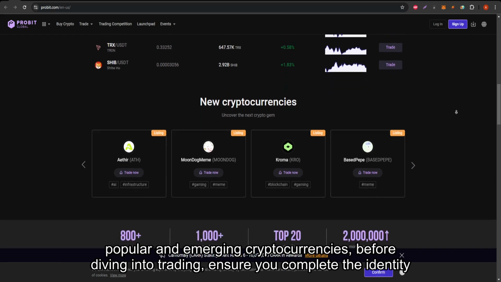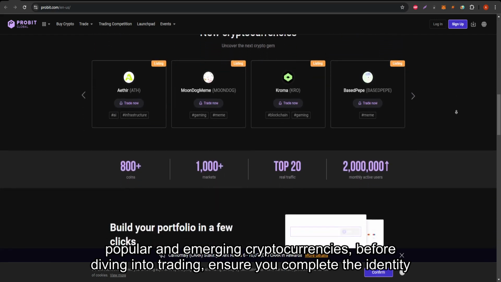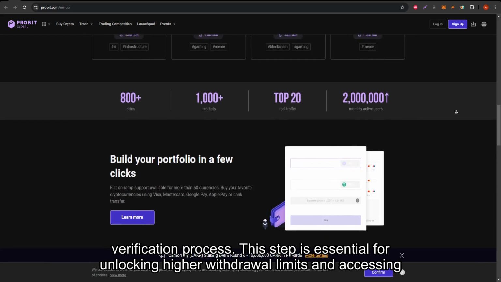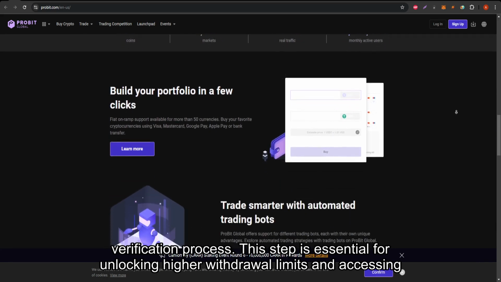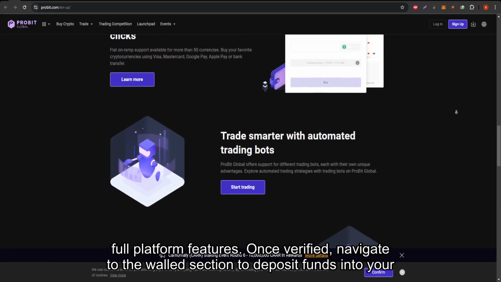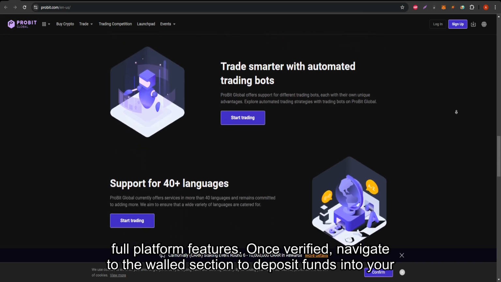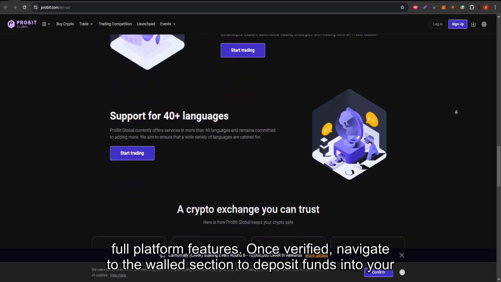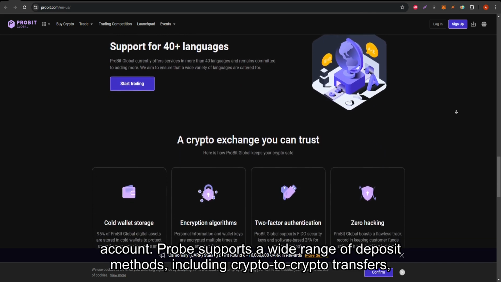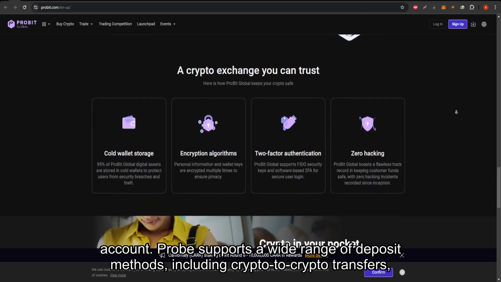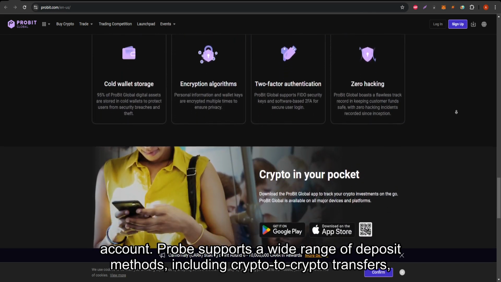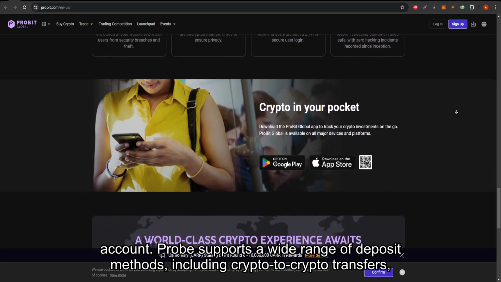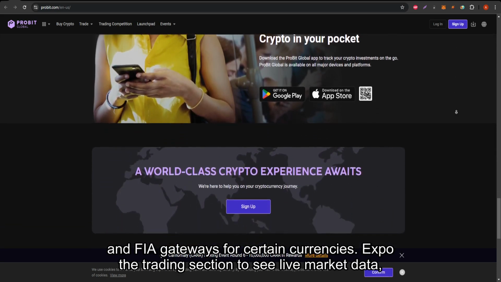Before diving into trading, ensure you completed the identity verification process. This step is essential for unlocking higher withdrawal limits and accessing full platform features. Once verified, navigate to the Wallet section to deposit funds into your account. ProBit supports a wide range of deposit methods, including crypto-to-crypto transfers and fiat gateways for certain currencies.